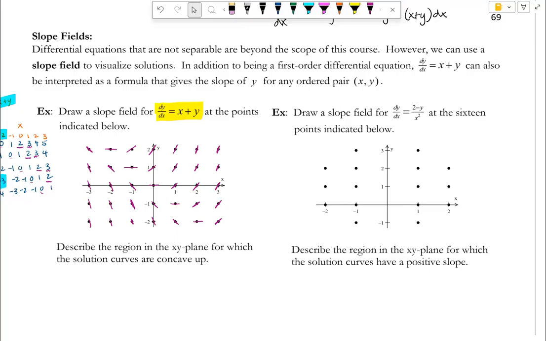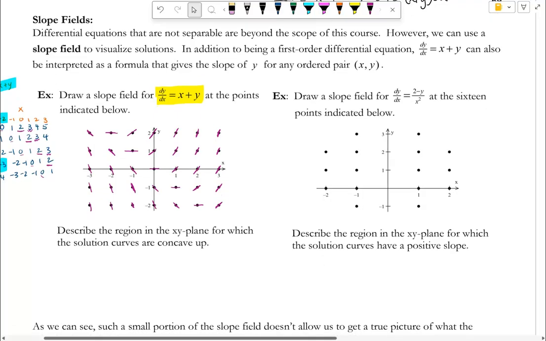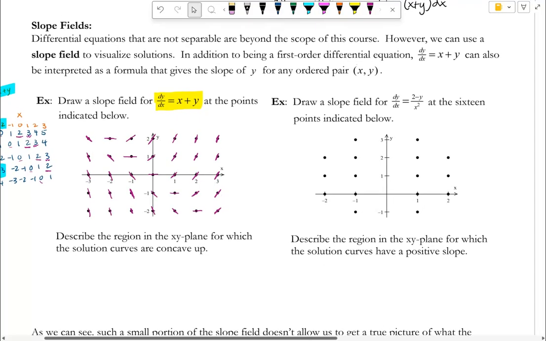So going back to the example as it was presented in our text, there was one other thing besides drawing a solution curve. There's something else we might be asked. We might be asked to reason about our differential equation, given the information we have. So we're asked to describe the region in the xy plane for which the solution curves are concave up. And we have to be careful with the word describe.